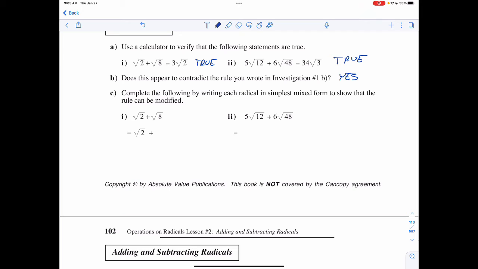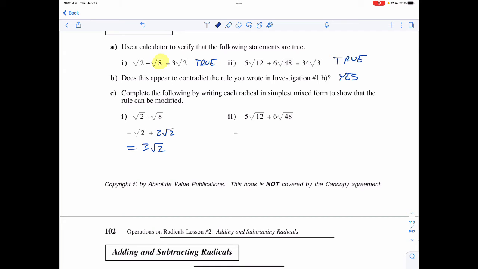So if I took the first example, the square root of 2 plus the square root of 8, the square root of 8 is not in simplest form. I can simplify that to 2 root 2. And once I've simplified it, they are the same radicals, root 2 and root 2, which means that they're just 3 root 2's.